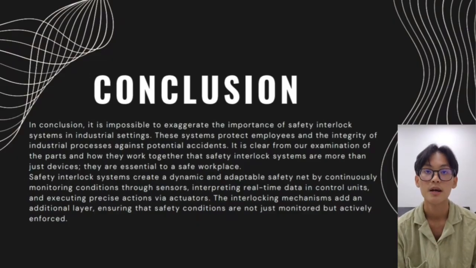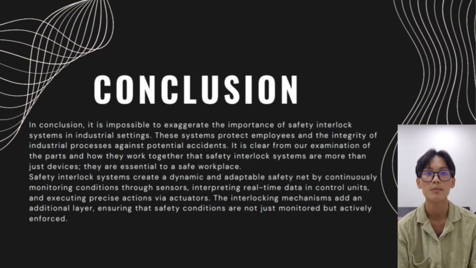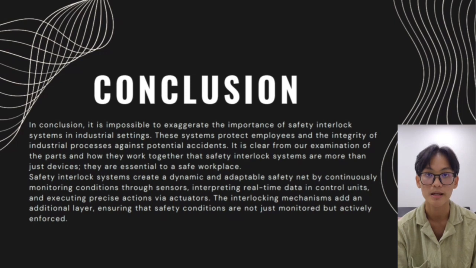That brings us to the end of the presentation. The conclusion is, it is impossible to exaggerate the importance of safety interlock systems in industrial settings. This system protects employees and the integrity of industrial processes against potential accidents. It is clear from our examination of the parts and how they work together that safety interlock systems are more than just devices. They are essential to a safe workplace.